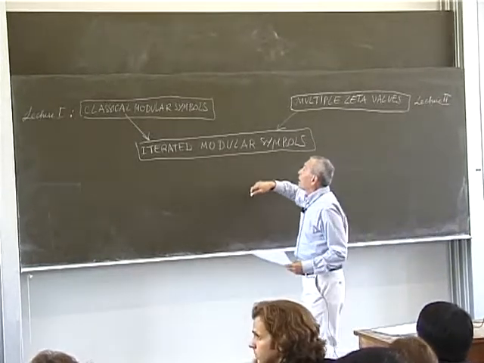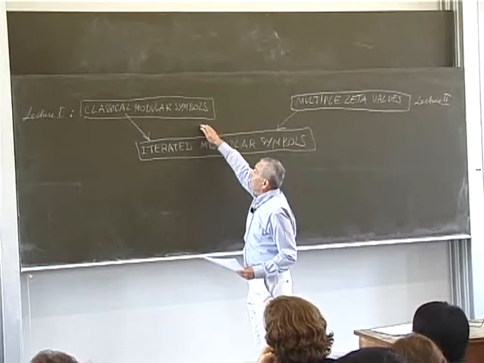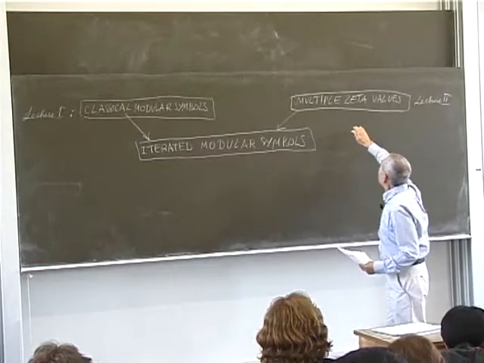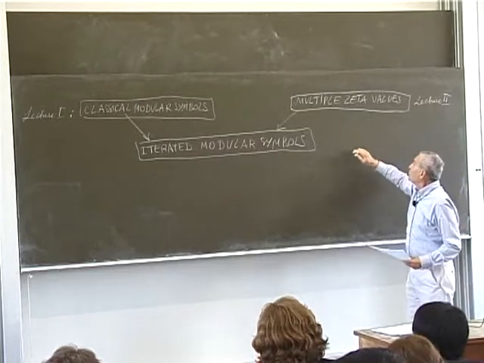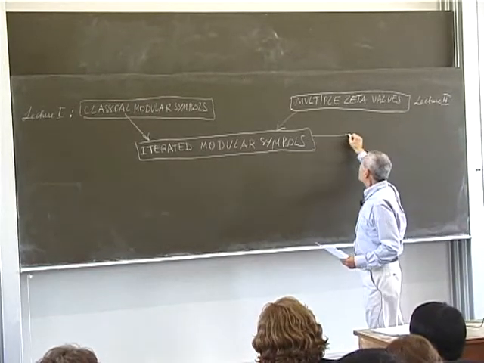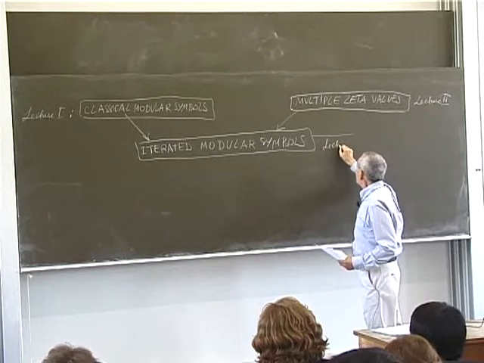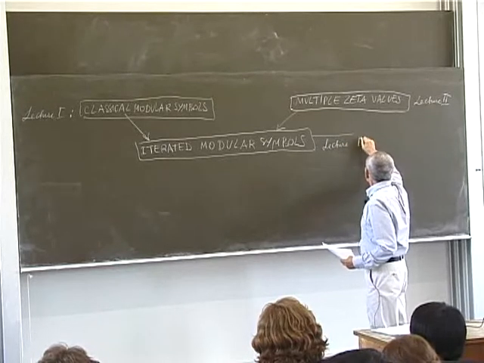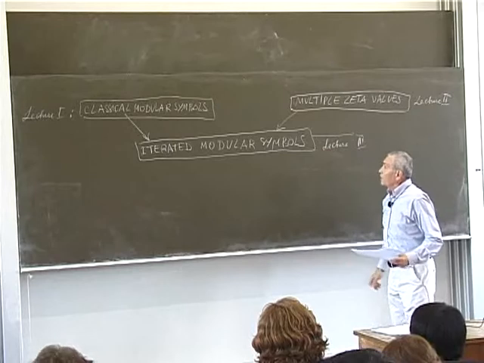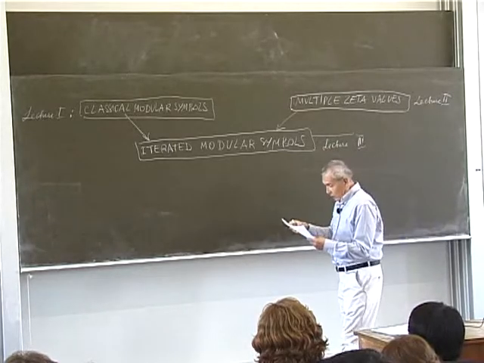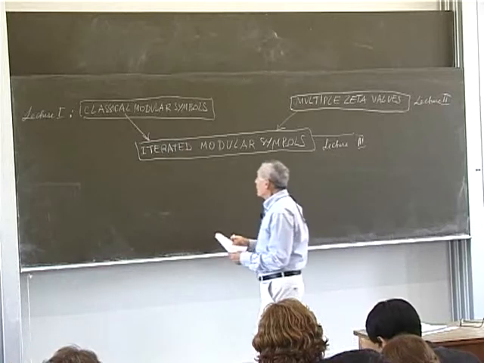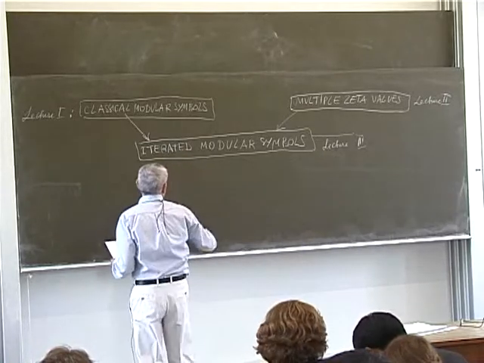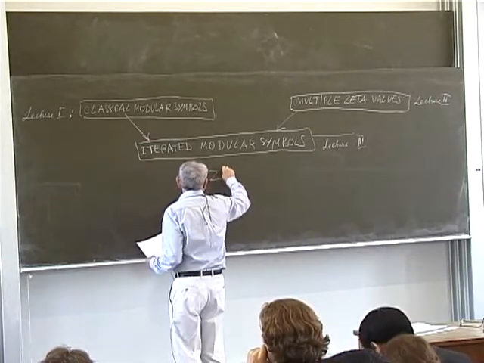Actually, the theory of iterated modular symbols is a kind of common generalization of two subjects. One is classical modular symbols, and another is multiple zeta values, which I will explain today, and also a part of this story. And then tomorrow will be dedicated more or less entirely to the remaining part of the story of iterated modular symbols. Okay. So, multiple zeta values.